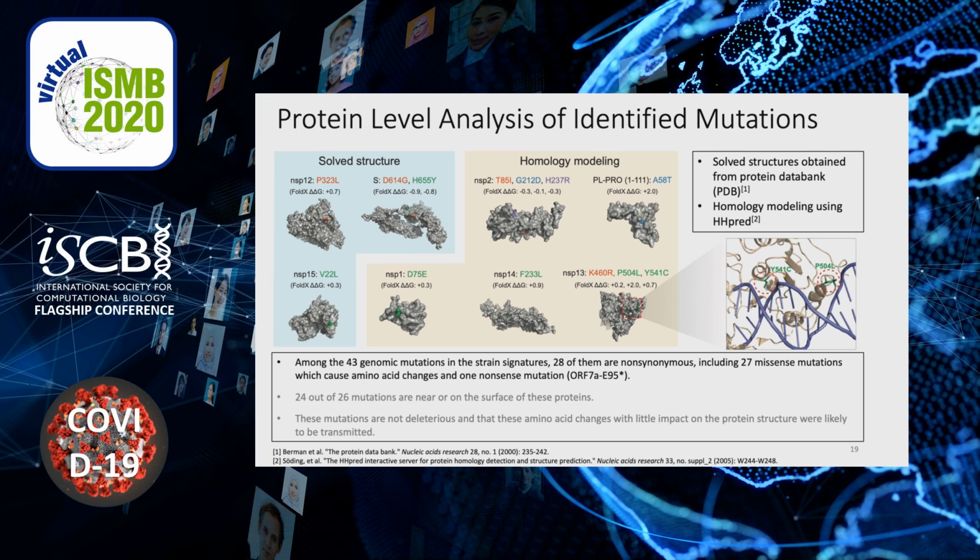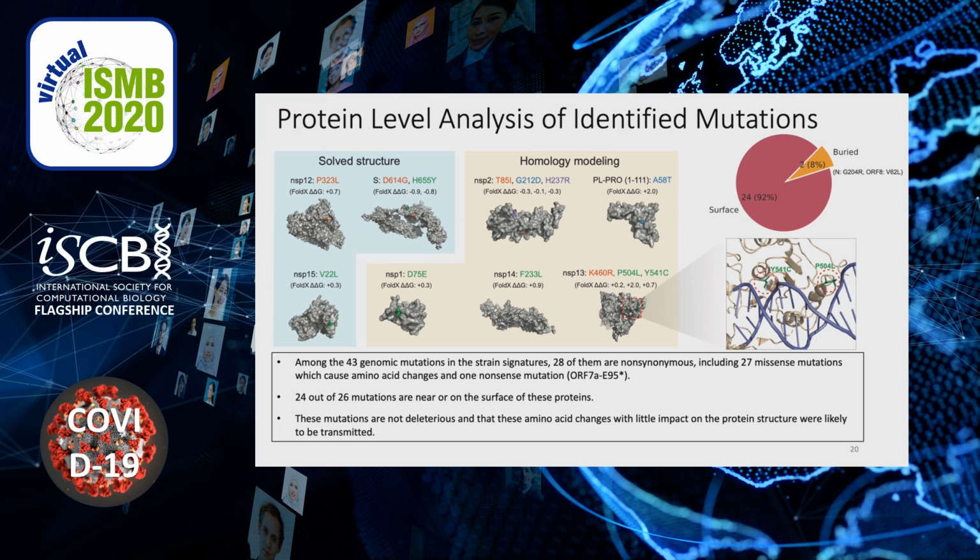Next, we perform a protein level analysis of the mutations. Out of the 43 mutations, 28 were non-synonymous, including 27 missense mutations and 1 nonsense mutation. We were able to get solved structure for 3 of the proteins from the Protein Data Bank. For the rest of the proteins, we performed homology modeling using HHpred.